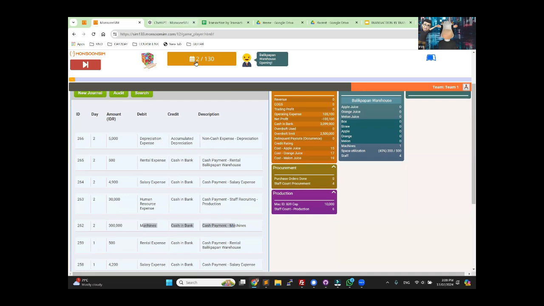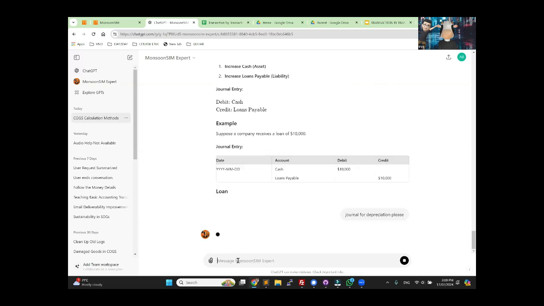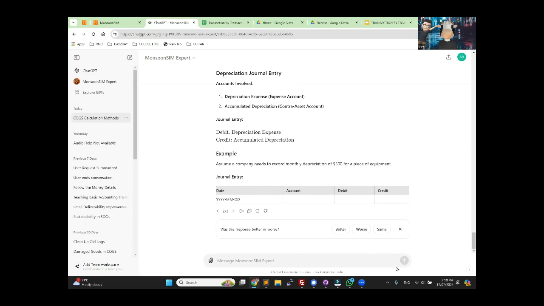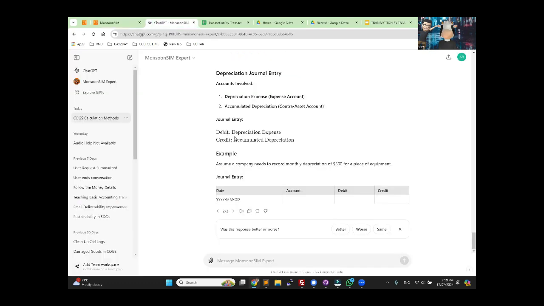So if you're not sure, journal for depreciation, please. Okay, so what it says is debit depreciation expense, credit accumulated depreciation. Debit depreciation expense, credit accumulated depreciation. Exactly what ChatGPT is saying.